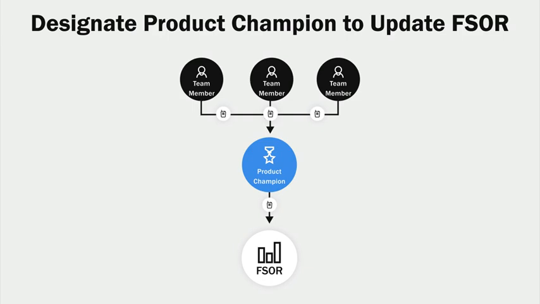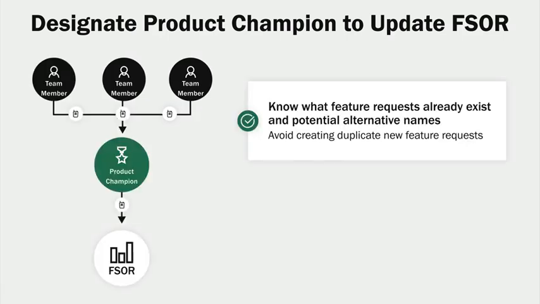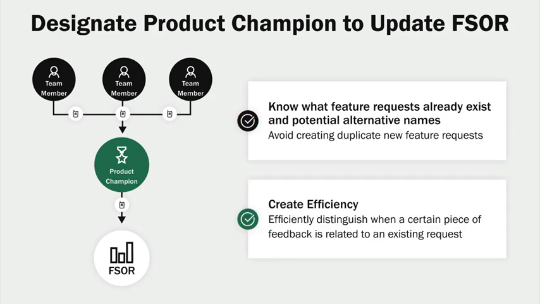FSOR. This will generally be the same product champion you chose to handle your manual feedback sources in the Feedback River setup process. Having one person in charge of updating the FSOR allows them to build up knowledge of what feature requests are being tracked in the FSOR. This is beneficial because they know what feature requests already exist in the FSOR and the alternative names that they often go by. As a result, they are much more likely to avoid creating a duplicate new feature request.